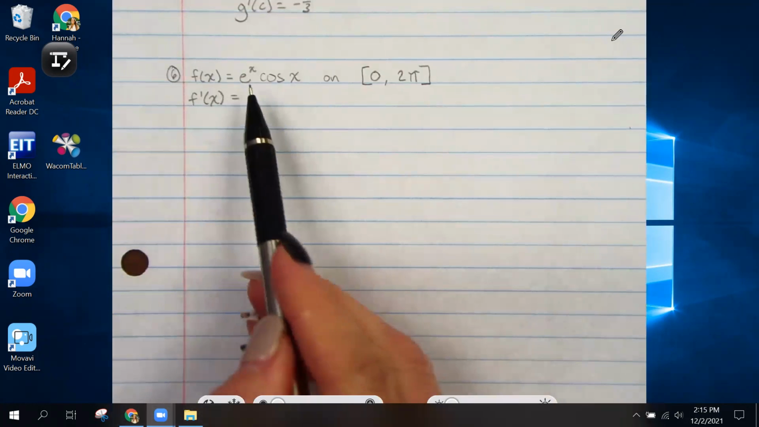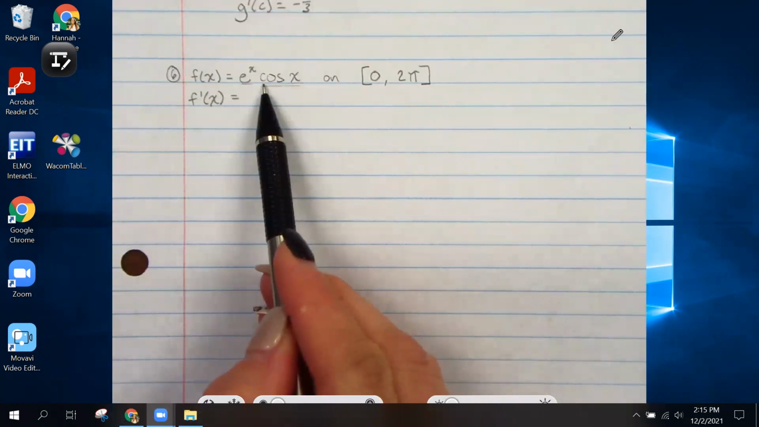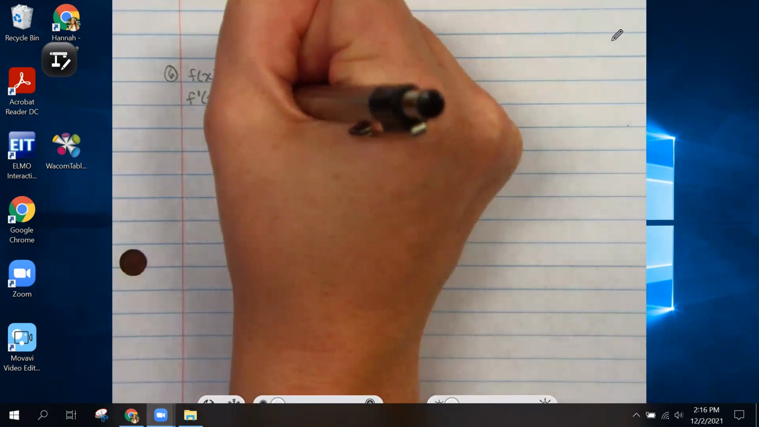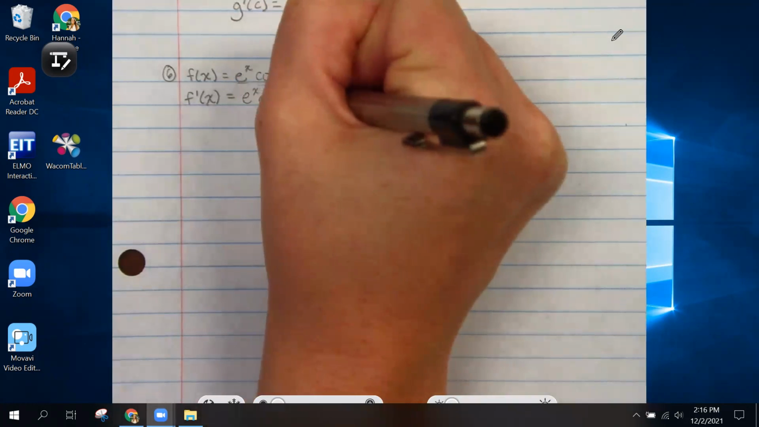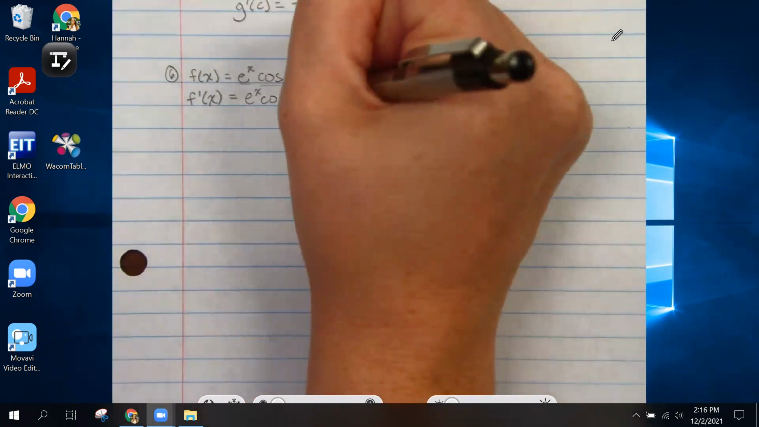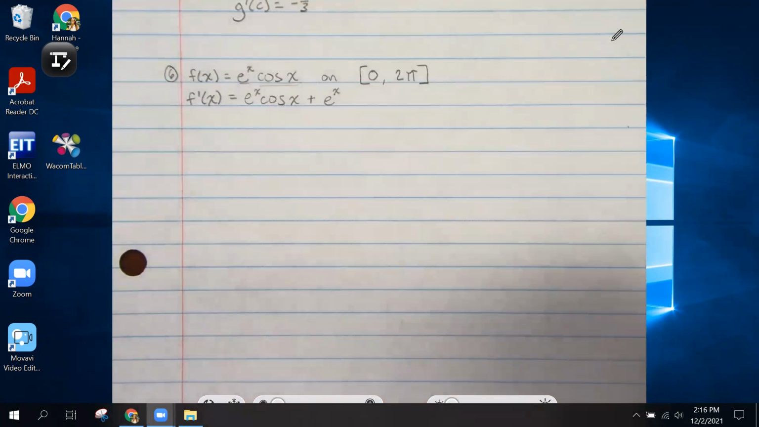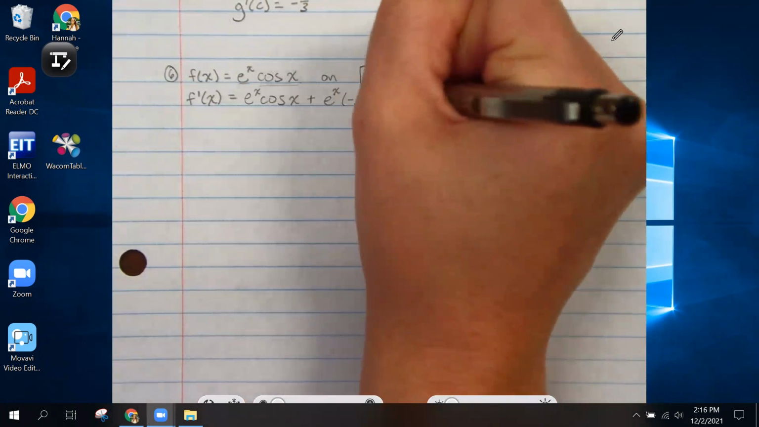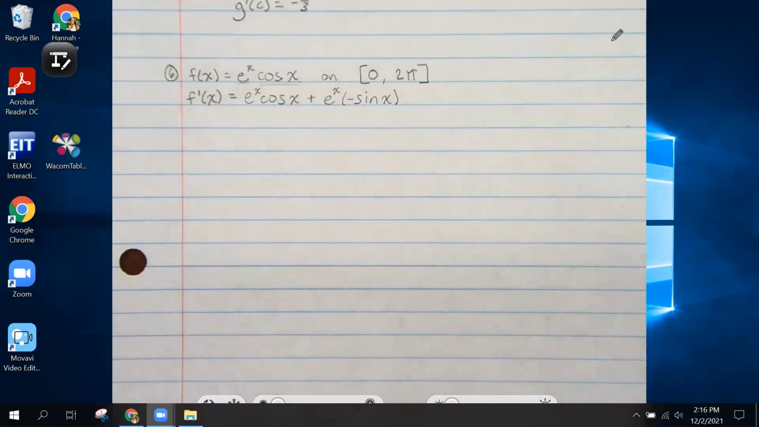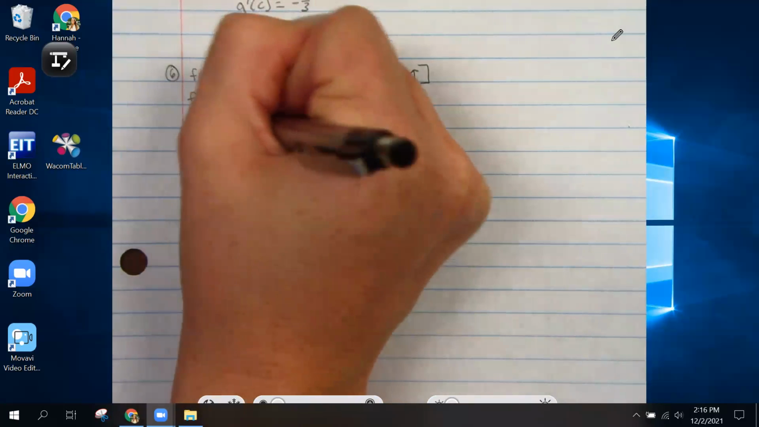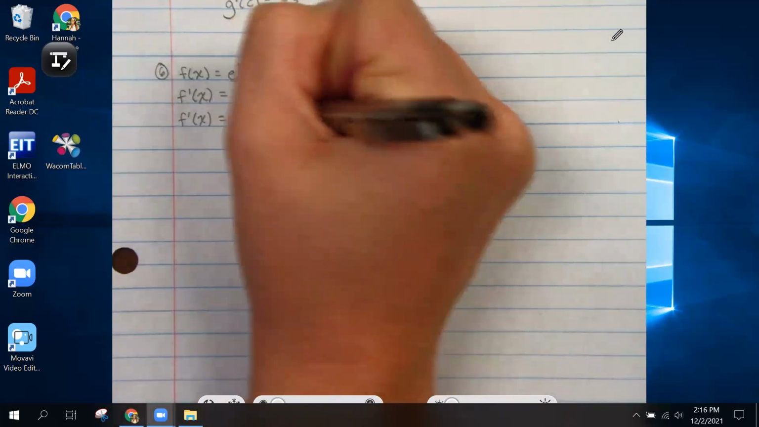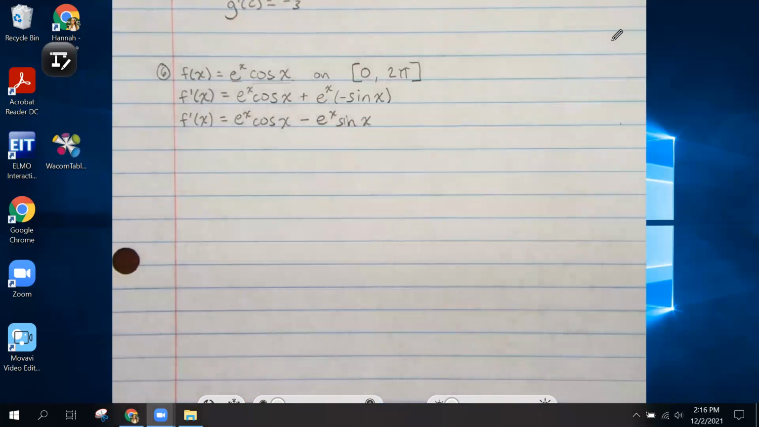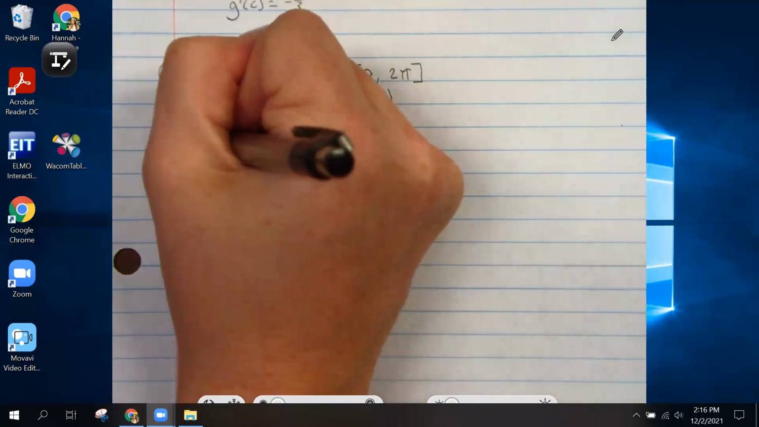We'll need to use the product rule because we have two functions being multiplied together. So the product rule, we've got the derivative of e to the x, which is just e to the x, times the second function as is, plus the first function as is, which is e to the x, times the derivative of the second function. The derivative of cosine is negative sine. Okay, simplifying that just a little bit, we've got e to the x cosine x minus e to the x sine x. And we need to set that equal to 0.